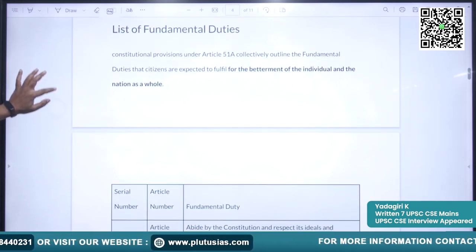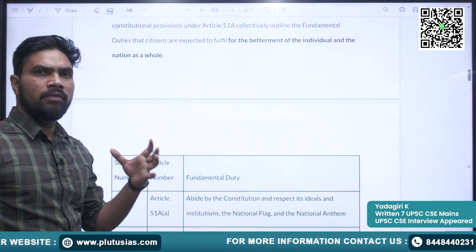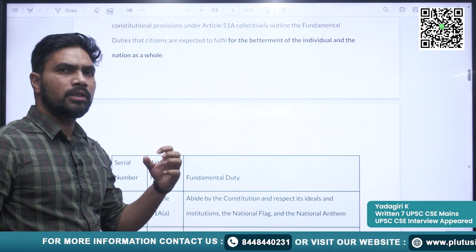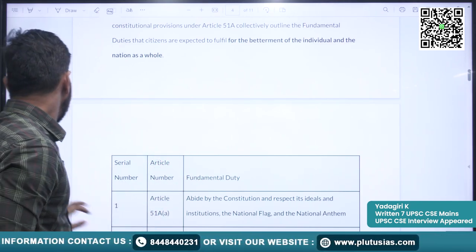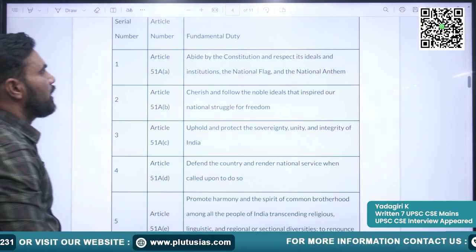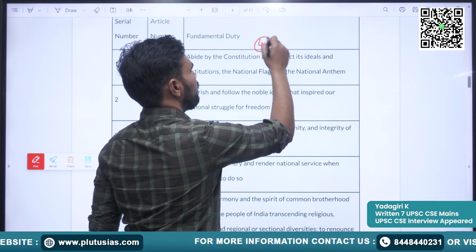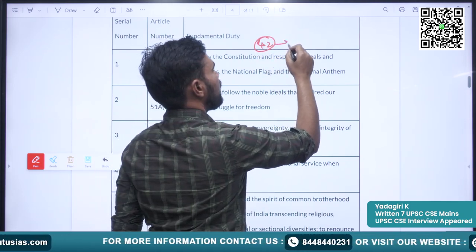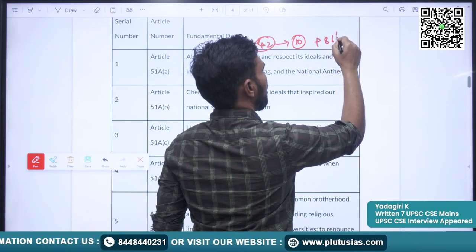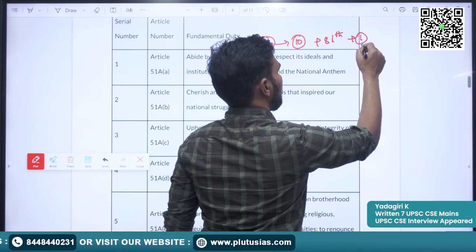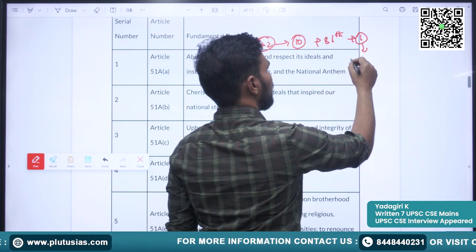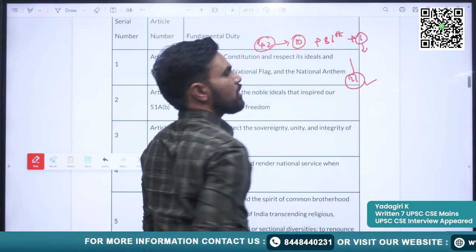So we will see the list of fundamental duties, and then we will get an idea of holistically what the fundamental duties are about and what they contain. When the 42nd amendment was made, there were 10 fundamental duties, but with the 86th constitutional amendment act, one more fundamental duty was added, that is educating the children between 6 and 14 years. So overall, now 11 fundamental duties are there in the Constitution.